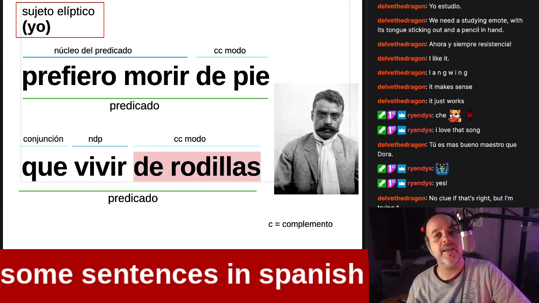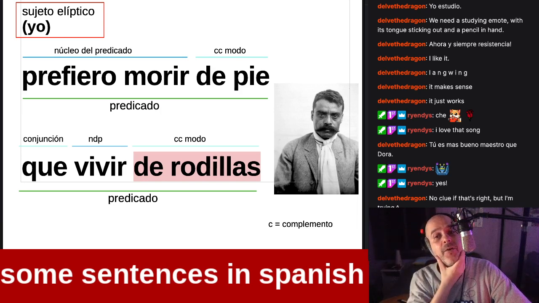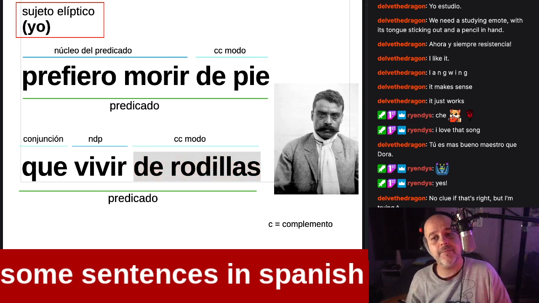So a rodilla is a knee, but the expression de rodillas, which is literally off knees, but not really, the actual translation would be on your knees, on my knees, on their knees, whoever's knees we're talking about in the sentence.